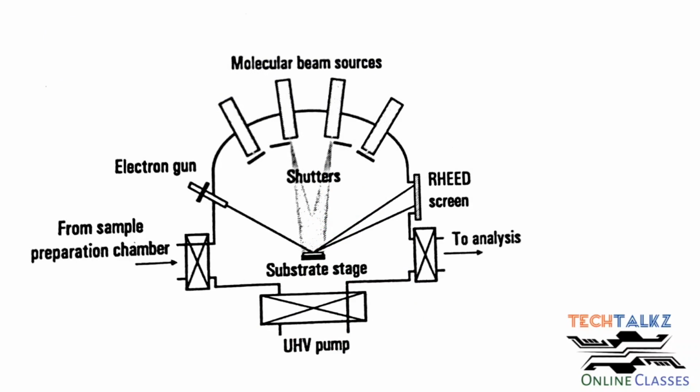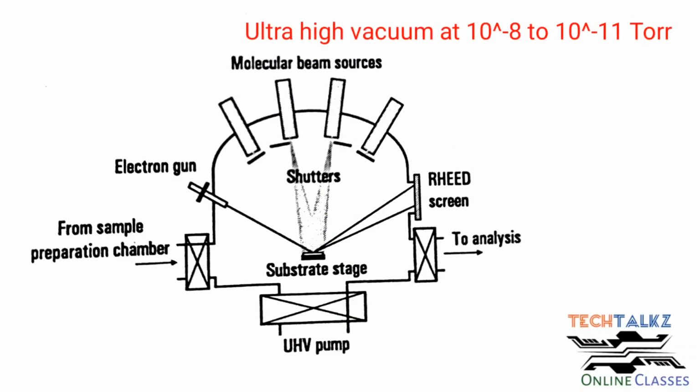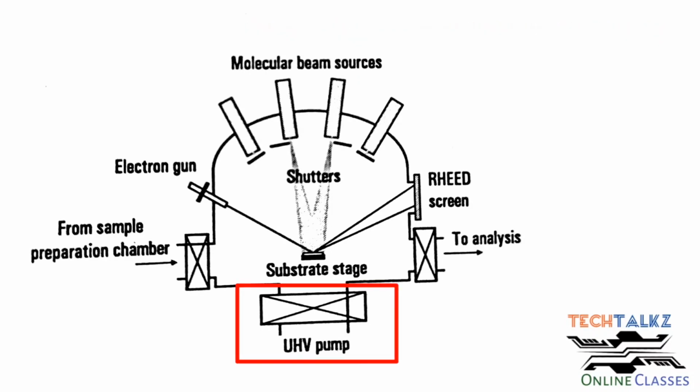This is the simplified version of an MBE system. I have already told you that the process is carried out at ultra high vacuum, typically of the order of 10 to the power minus 8 to minus 11. And there are ultra high vacuum pumps in order to provide this high vacuum. At this high vacuum, atoms and molecules which are injected into the chamber will travel straight without collisions until they hit the substrate or target.